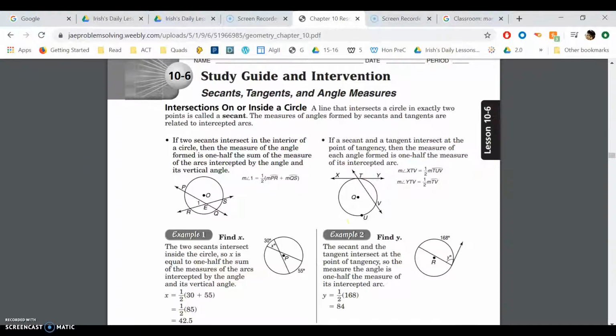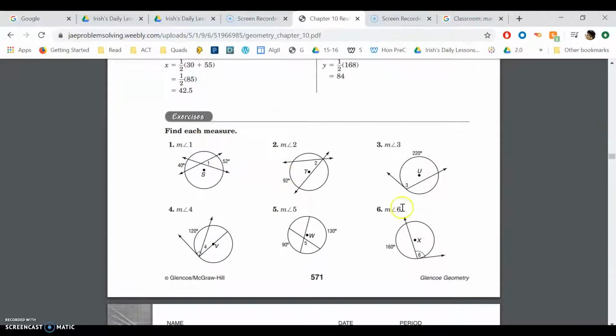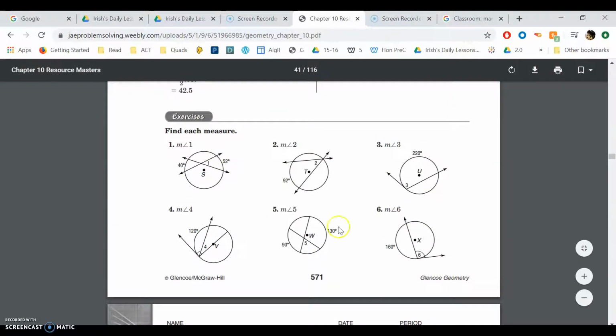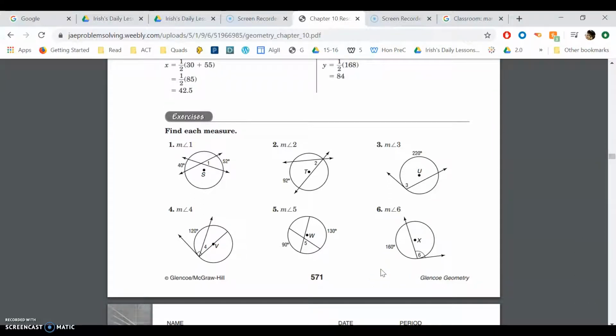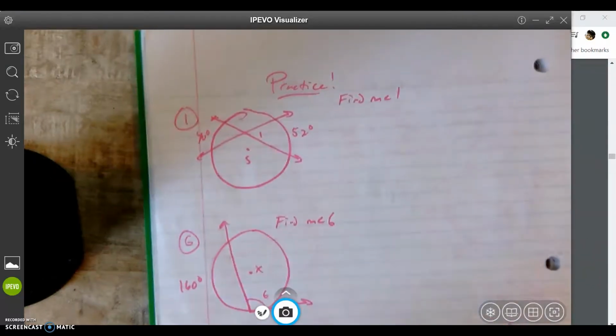So now let's do some practice. Pause the video, copy these down in your notes. I'm going to do a couple, and then you're going to do a couple. All right, here we go. Let's see what we got. First one, let's do it. Number 1, find the measure of angle 1. All right, here you go. Bam. Measure of angle 1.